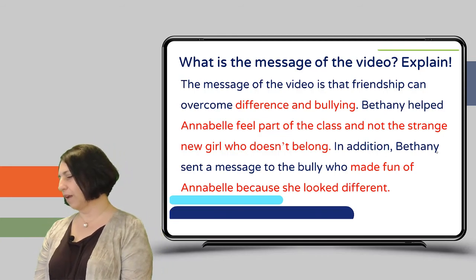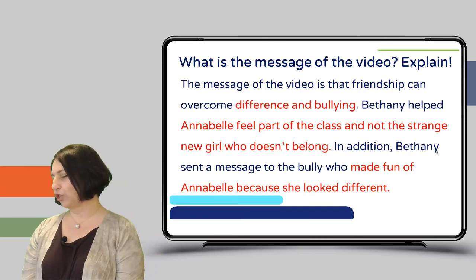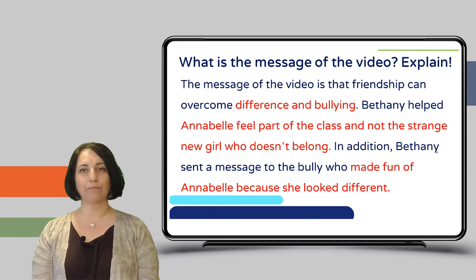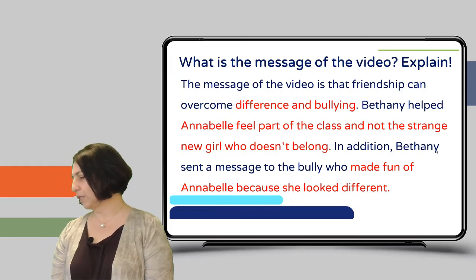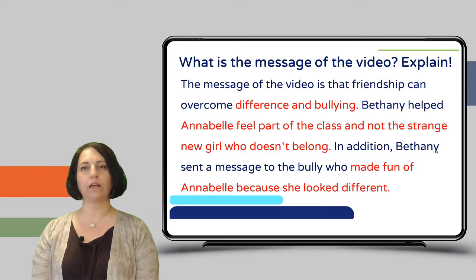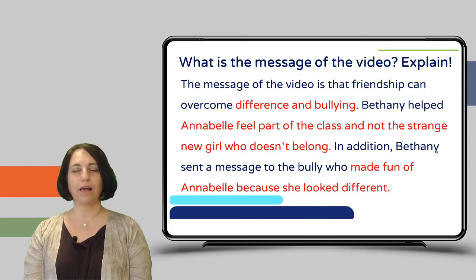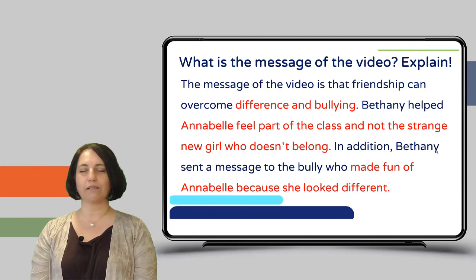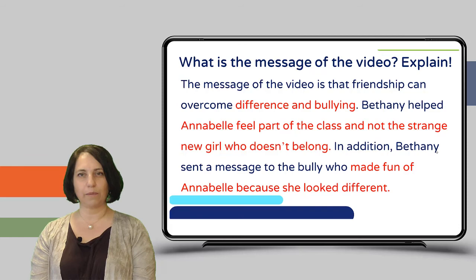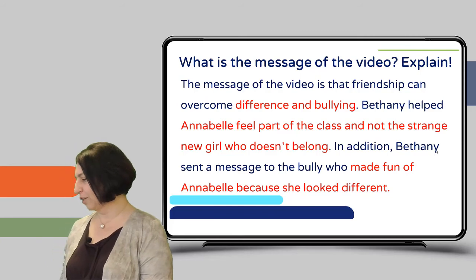Bethany helped Annabelle feel part of the class and not the strange new girl who doesn't belong. In addition, Bethany sent a message to the bully who made fun of Annabelle because she looked different. By Bethany looking different and all the other children looking different, the bully felt a bit silly, I would say. And have a look. Do you remember what he did at the end of the video? You probably don't, but that's okay.